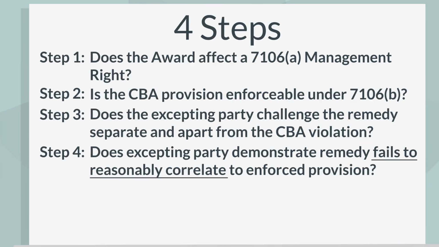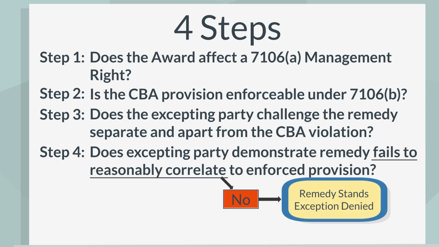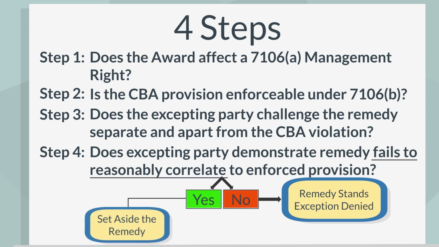So for step 4, we ask, does the accepting party demonstrate that the remedy fails to reasonably correlate to the enforced provision? If no, then the remedy will stand and the authority will deny the management rights exception. If yes, then the authority will set aside the remedy.